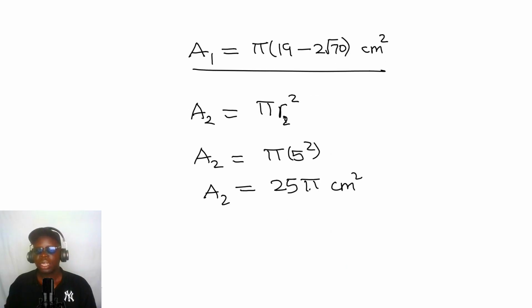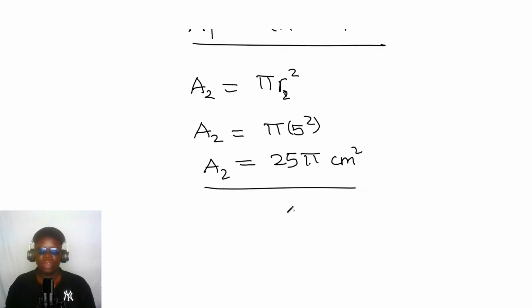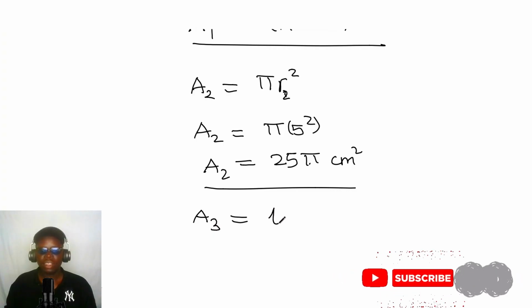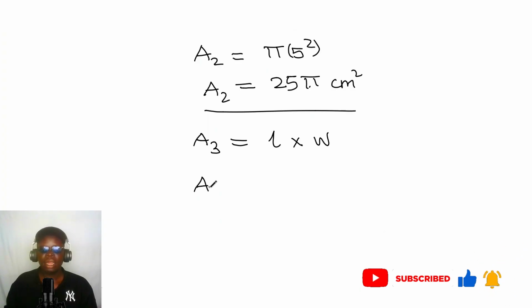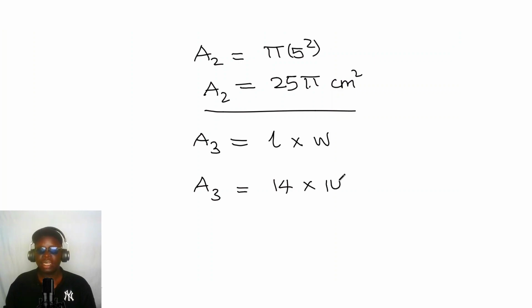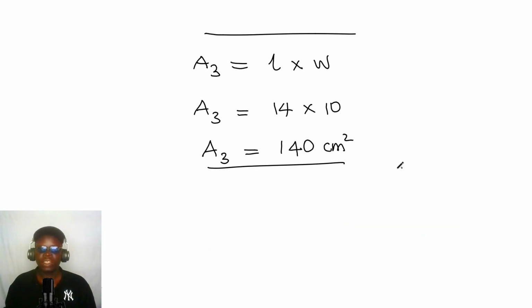So let's move on and look at the area of the rectangle which contains these two circles. Maybe you can say area 3 of the rectangle is given by length times width. So our length was 14, then we have our area 3 as 14 centimeters times 10 centimeters. When you multiply this, our area 3 becomes 140 square centimeter.